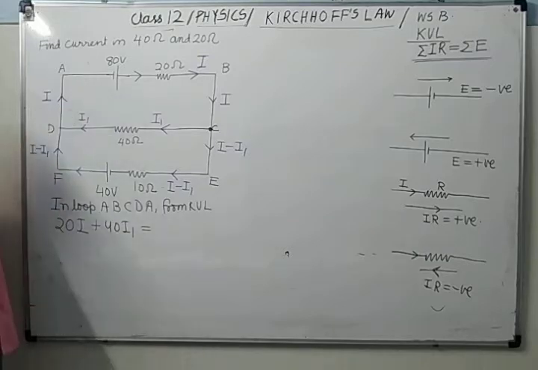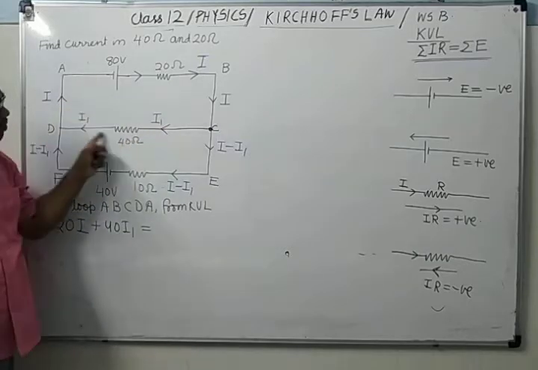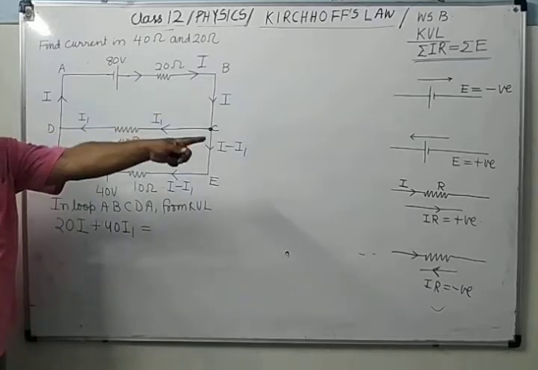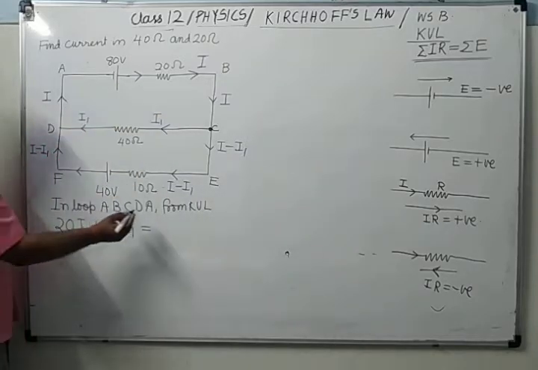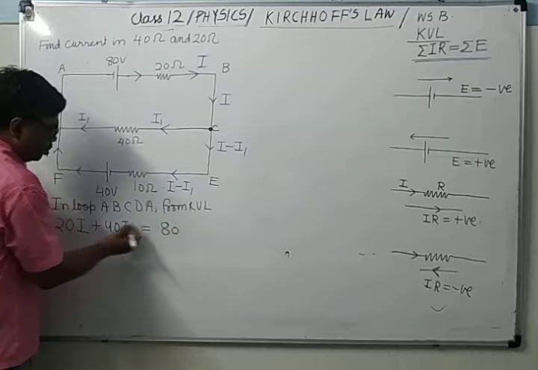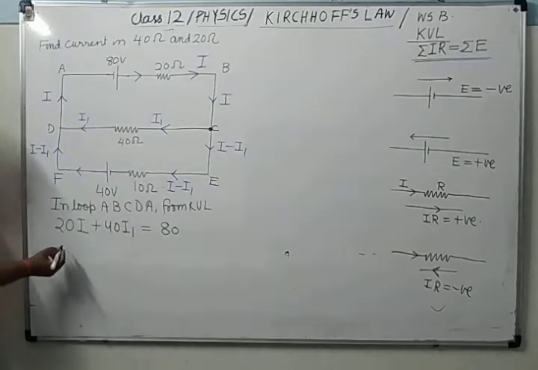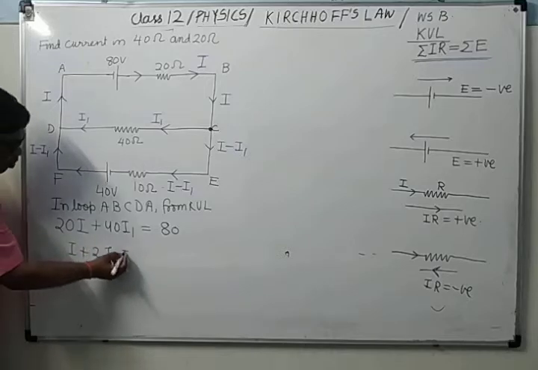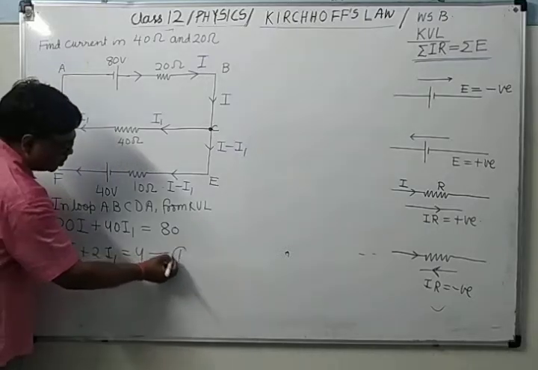Now this is the source of EMF that you are crossing from negative to positive. Negative to positive means EMF will be taken positive. So this equation you can cancel by 20. So it will be I plus 2I1 equals 4. This is equation 1.